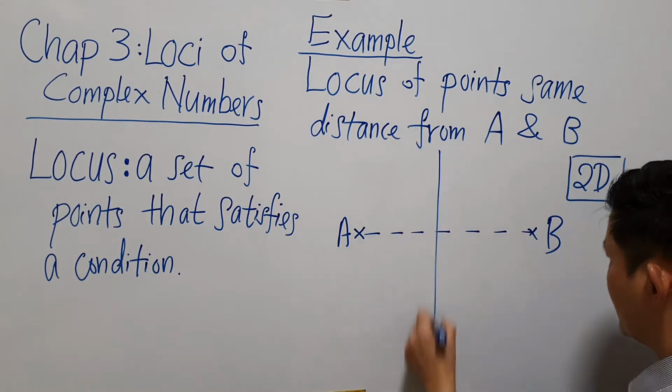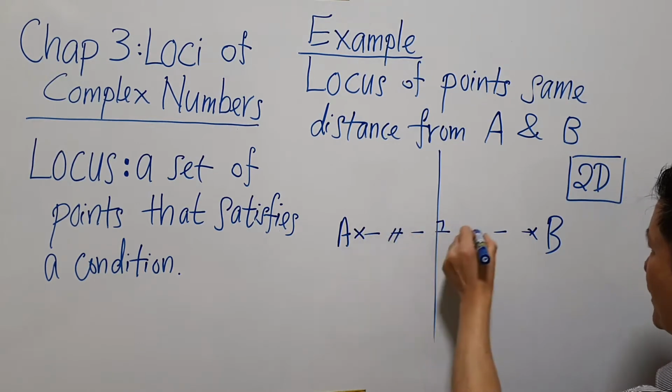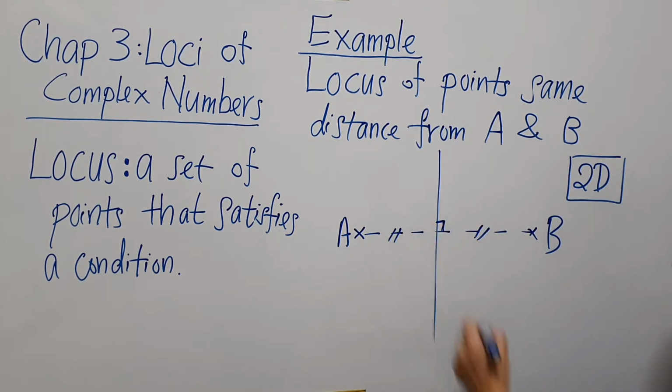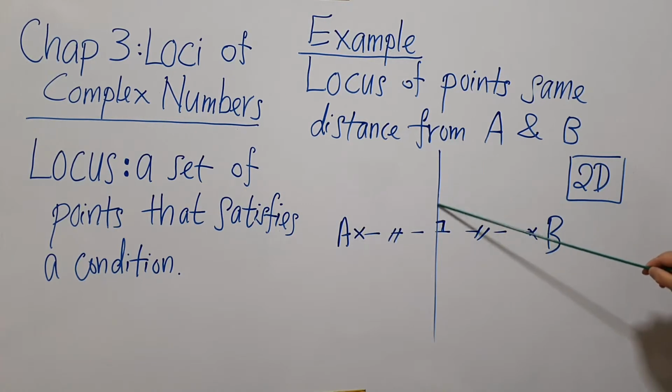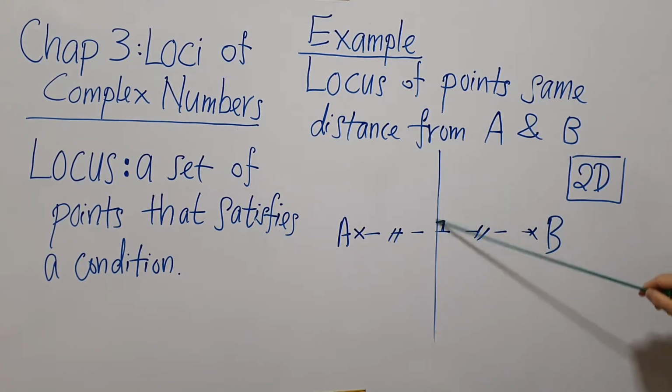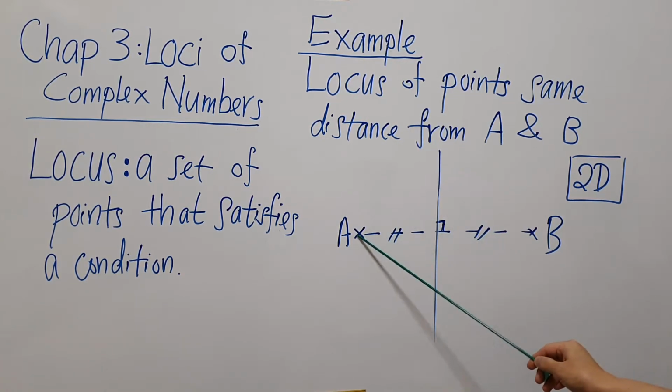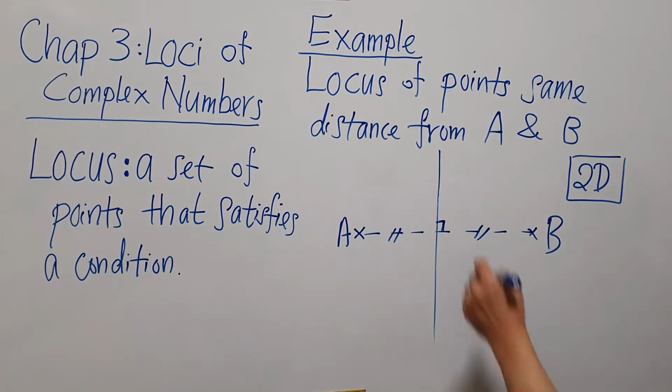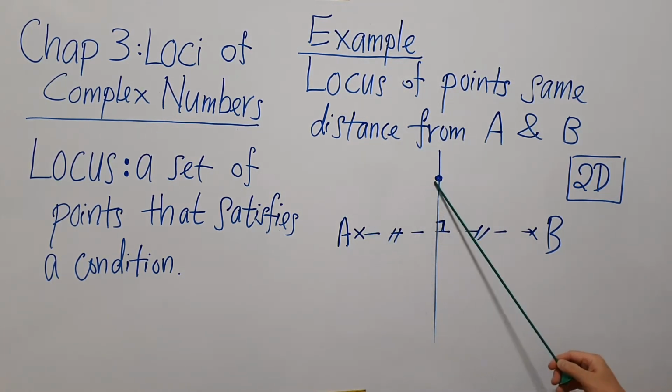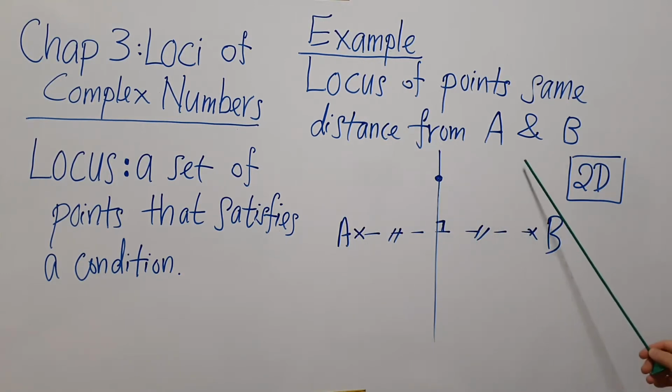they are points along the perpendicular bisector of A and B. All points along this perpendicular bisector, they are all the same distance from A and the same distance from B. Like say a point on this line, it is the same distance from A and the same distance from B. So for this example, the locus of points which are the same distance from A and B will be the perpendicular bisector of the 2 points A and B.